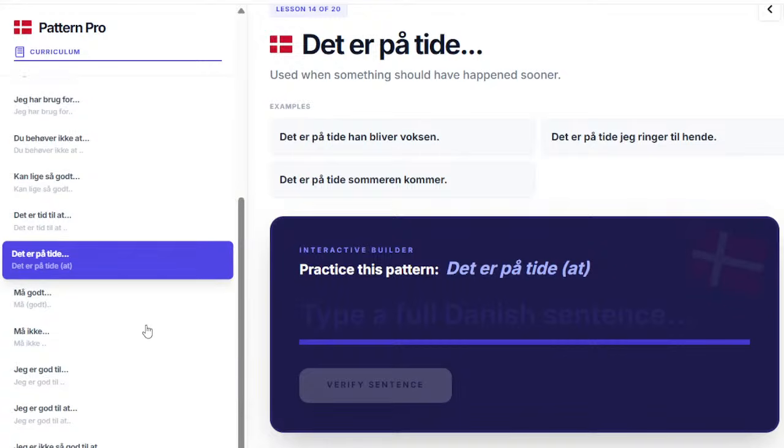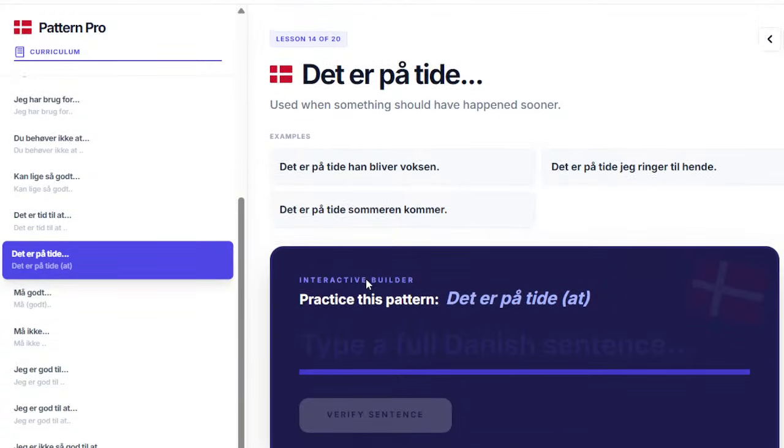Det er på tide. Now this one is interesting. It's a little bit different. Det er på tide is basically, it's about time. And like, it should have happened earlier, sooner. You're like, finally. Det er på tide, han bliver voksen. It's about time he grows up. Det er på tide, sommeren kommer. It's about time that summer is coming, or summer comes. Det er på tide, jeg ringer til hende. It's about time I call her. So again, something that just happened and it's like way overdue, or you're about to do it, because finally.